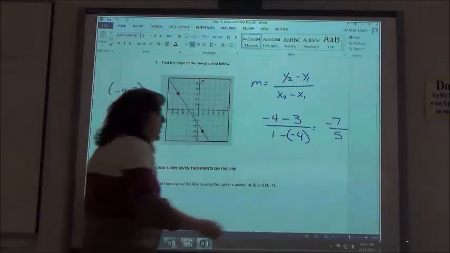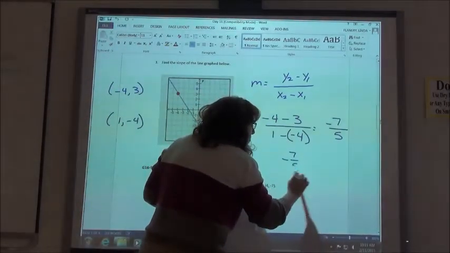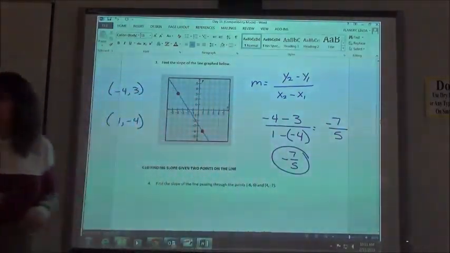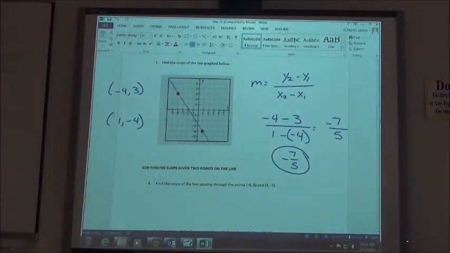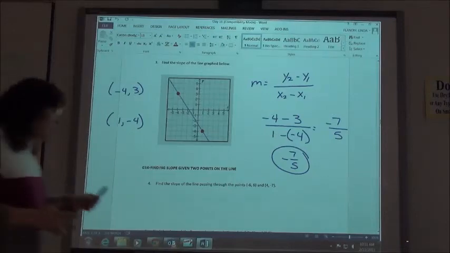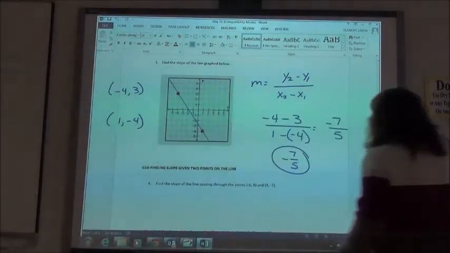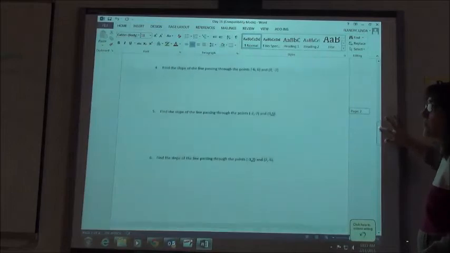We know that when they put it in on the computer, they'll put the negative out in front because they like it that way on the fractions. So negative 7/5 is your slope. Your line is going downhill from left to right. So they give you some with the graph so that you can practice using the formula, so that when you get to the next ones where you don't have the graph, you kind of have the idea how the formula works.